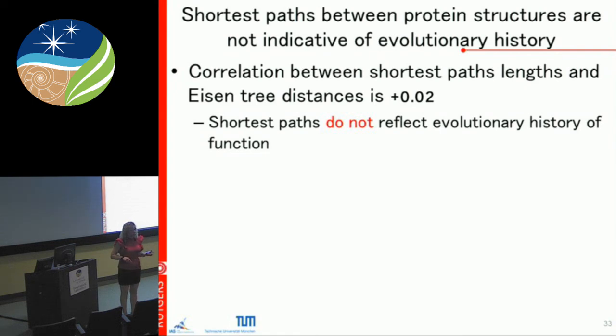For the shortest path, it doesn't matter in this case. We did a couple of implementations. Shortest path doesn't give us a correlation.